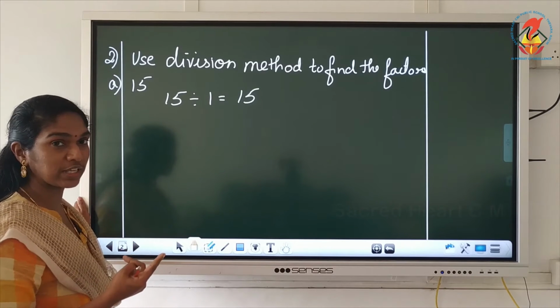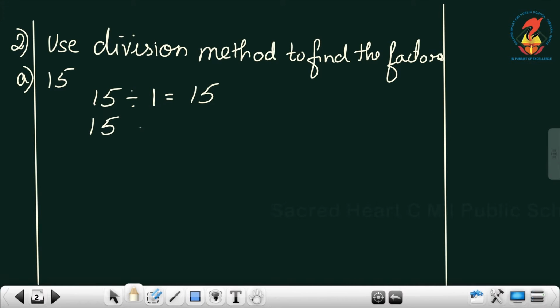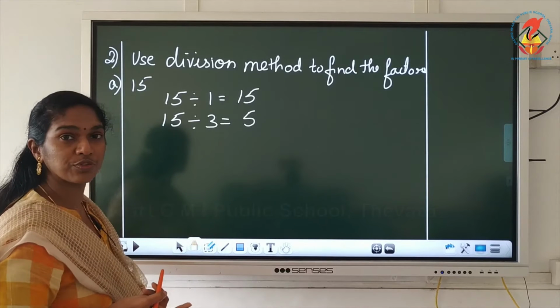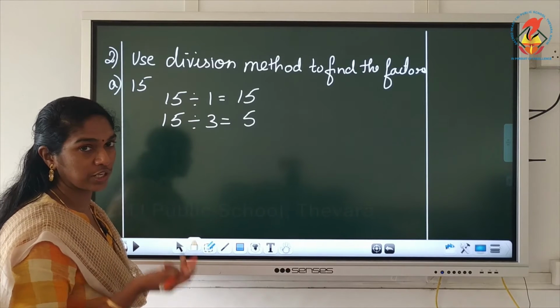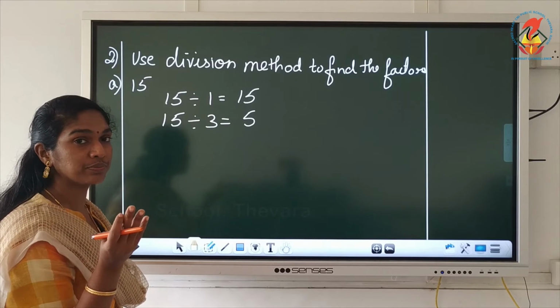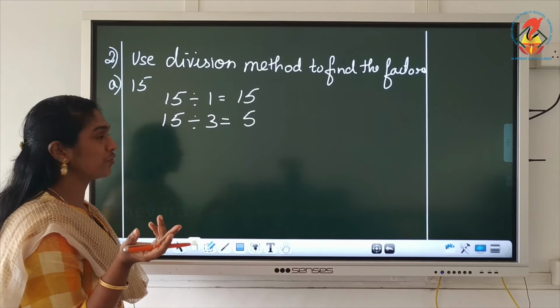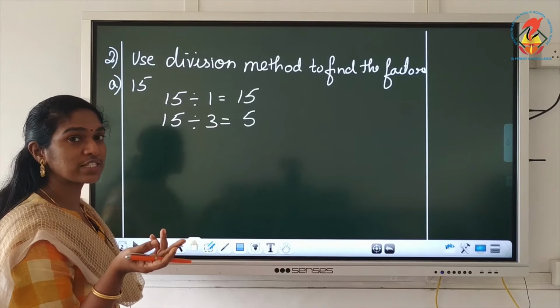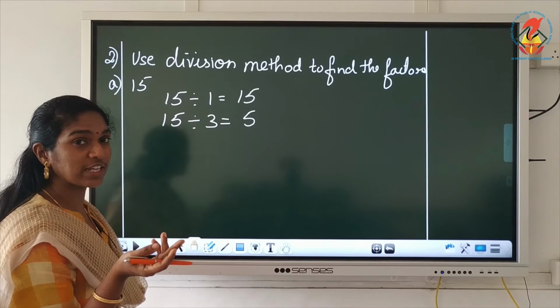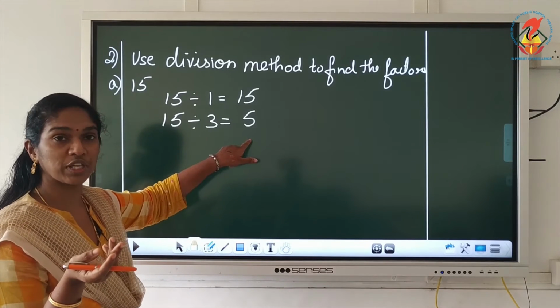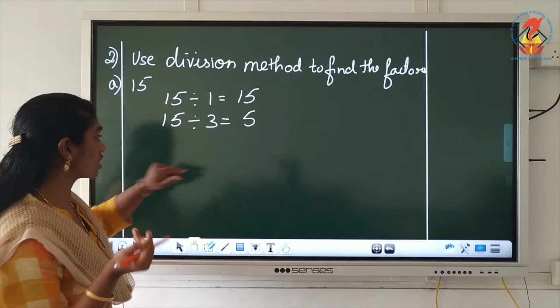Now, coming to 3. Is 15 there in 3's table? Yes, 15 divided by 3 is what? 5, because 3 5s are 15. Now, should I check 4's table? No need. Then, 5's table? Yes, 15 divided by 5 is 3, because 5 3s are 15. I have already got that over here, isn't it? So, there is a repetition. So, we can stop here.